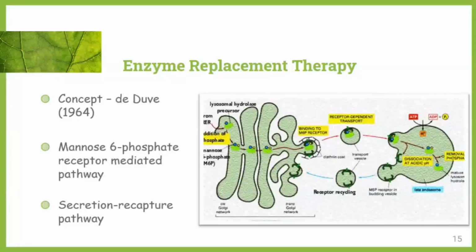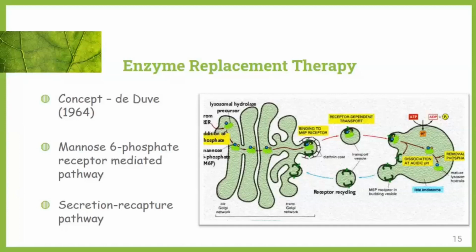Then coming to enzyme replacement therapy, I have told you about some of the standard forms available, like growth hormone. It is a concept based on the mannose-6-phosphate receptor mediated pathway, the secretion-recapture pathway. That is actually given for lysosomal storage disorders.